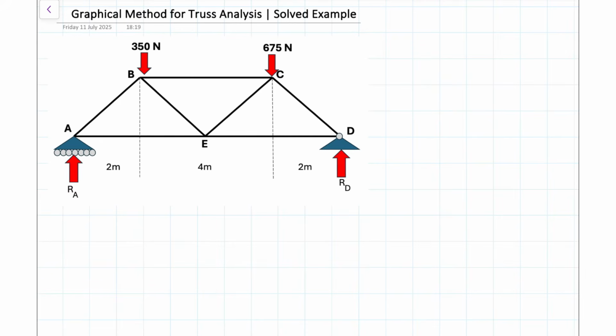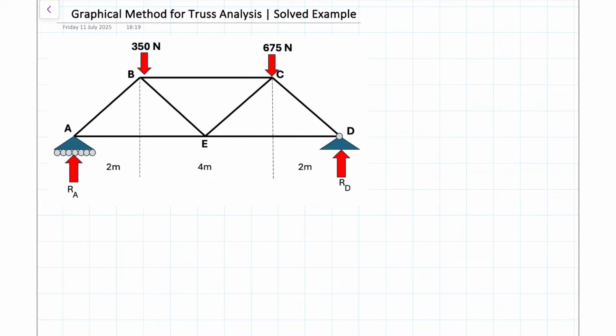So we're going to analyze this truss system using the graphical method, and this is perfect for anyone who struggles with the analytical method, which involves a lot of calculations. The graphical method is just as good as any other. It allows us to find the internal forces for each member. So let's start, and the first thing that we need to do is to find the reaction forces.